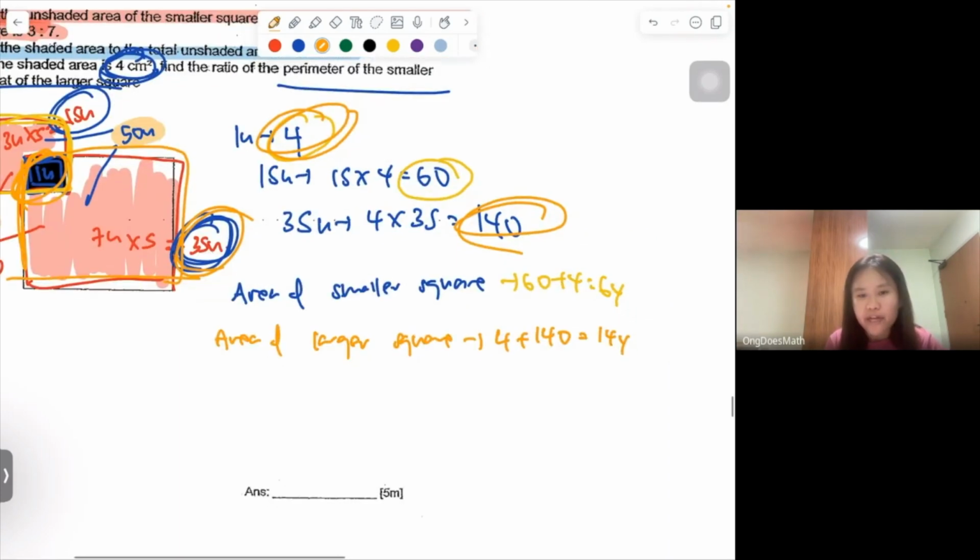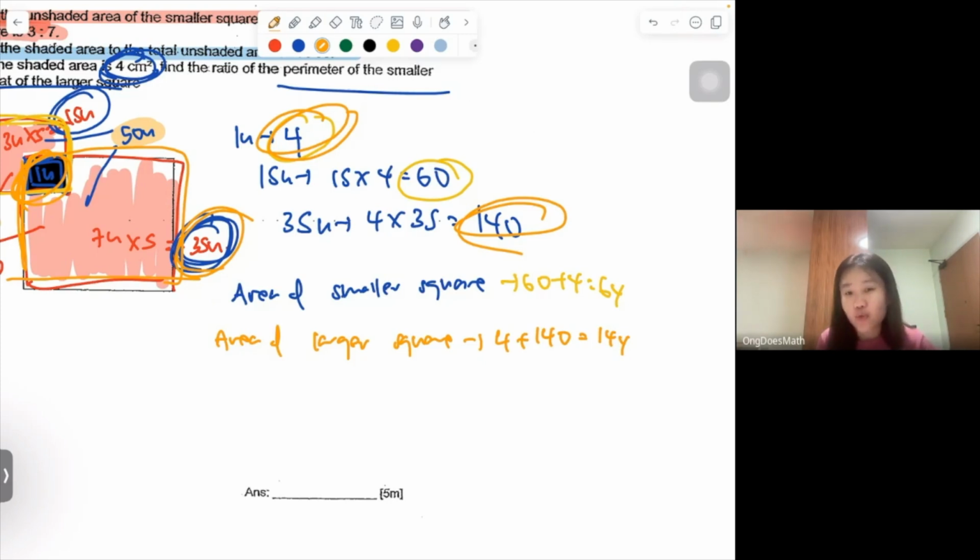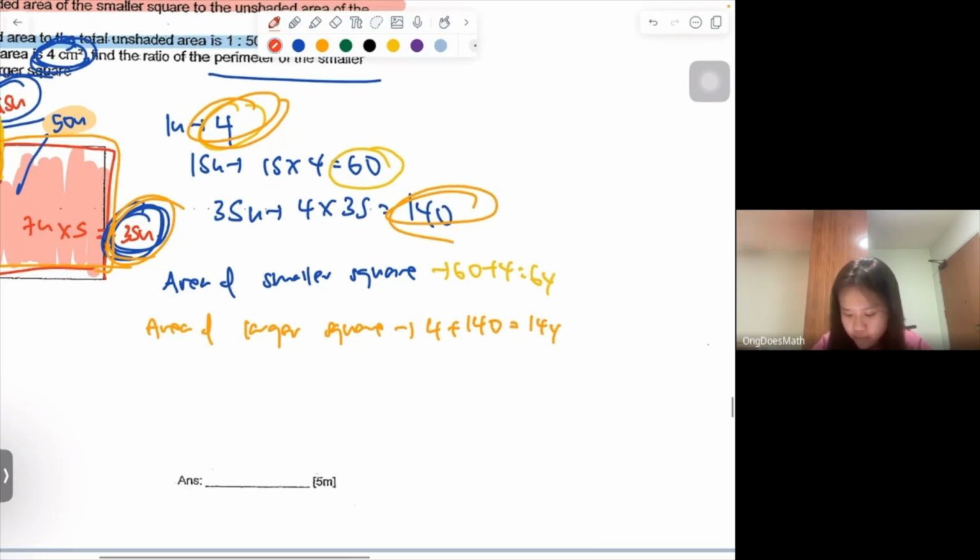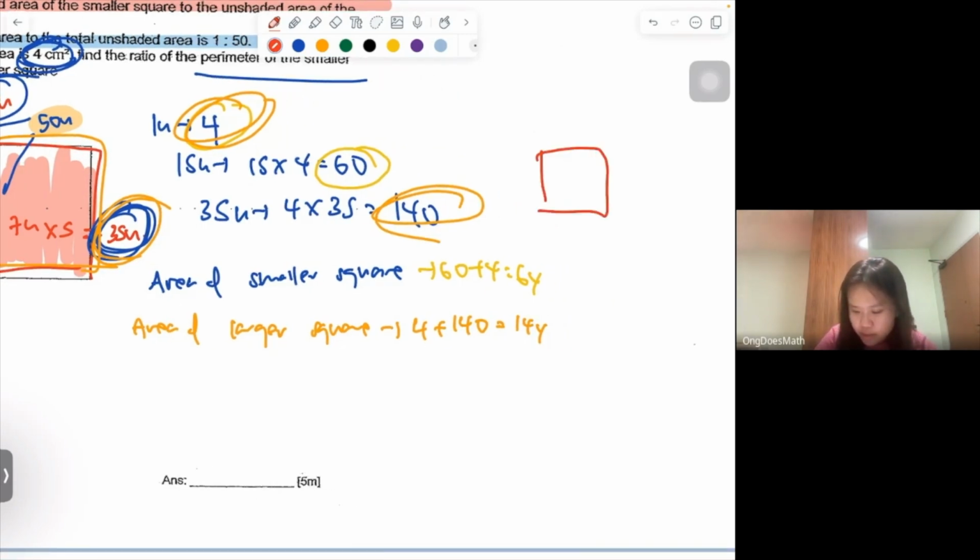So now that you have the area of the individual squares, you can find what the perimeter is, because one special thing about squares is that all sides are the same. Which means this smaller square is 64 cm square. So how do you find the sides, right? You just have to square root 64.